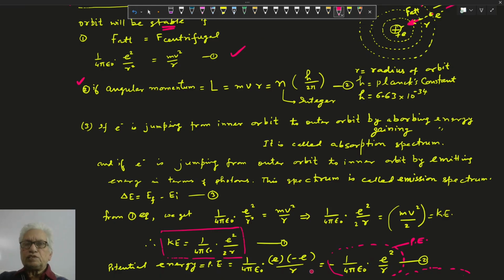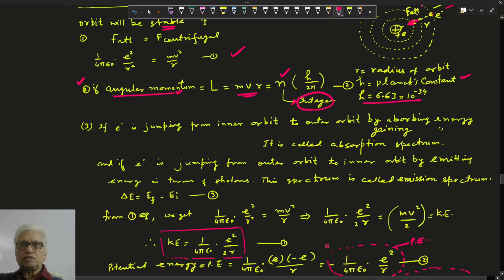Now the second postulate given by Bohr is that for a stationary, stable orbit, angular momentum must be an integral multiple of h upon 2 pi, where h is the Planck constant. The numerical value of the Planck constant is 6.626 into 10 power minus 34. r is the radius of the orbit, and here n must be an integer.